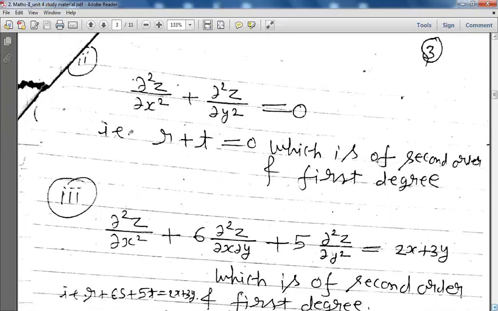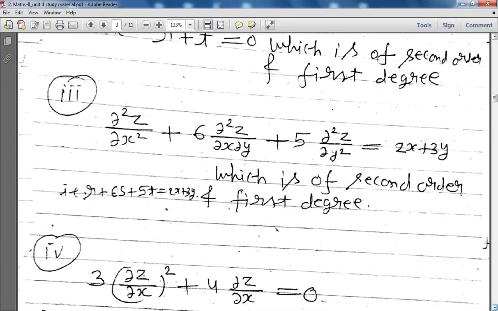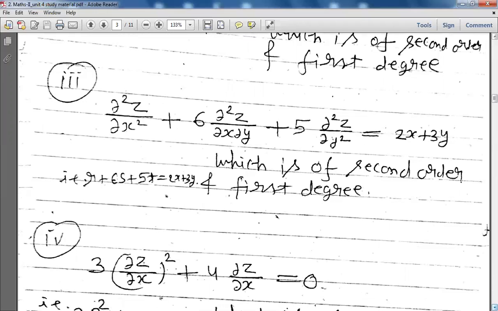Third example, del 2z by del x2 plus 6 del 2z by del x del y plus 5 del 2z by del y2 equal to 2x plus 3y. The differential equation can be written in other format as r plus 6s plus 5t equal to 2x plus 3y. The highest order of partial derivative is 2 and its degree is 1. This is a partial differential equation of second order, first degree.